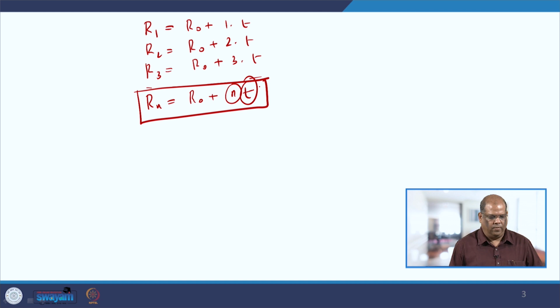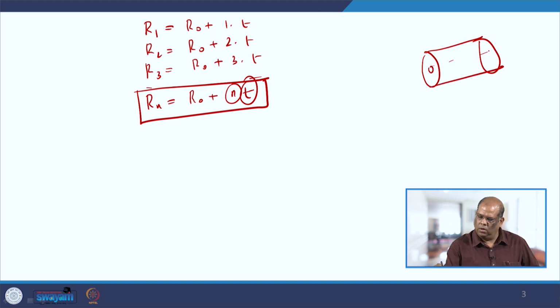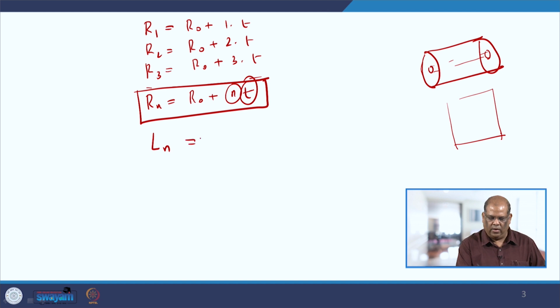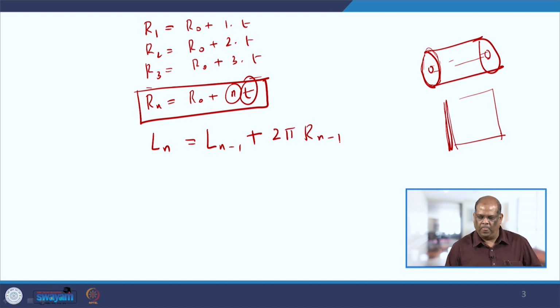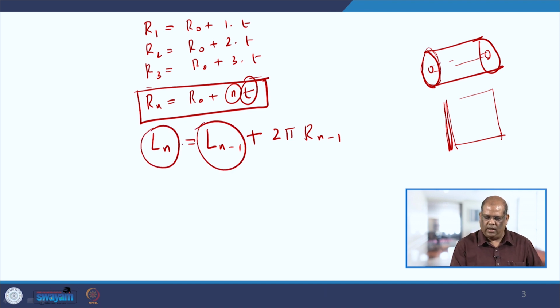Let's look into the length. If I open it once, it is going to take this length. So what you will get is Ln, which is the previous length, plus this whole length, which is nothing but the circumference, which is 2 pi into Rn minus 1. So this is the current length, this is the previous length, and if you add one revolution, which is the circumference of this circle, you get 2 pi into Rn minus 1. That brings you the length of the paper.